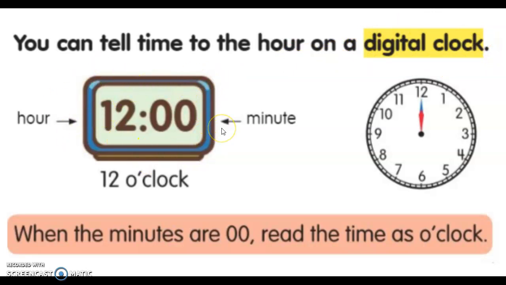I'm sure you guys have seen digital clocks around your house or at school or at the doctor's office. I'm sure you've seen them before. Over on this side of the clock is the hour. On this side is where you will find the minutes. We can tell that it is 12 o'clock on this digital clock because our hour is 12 and there are no minutes. So it's 12 o'clock.